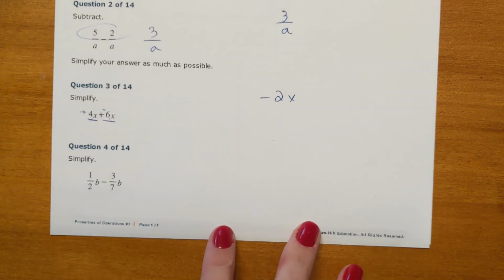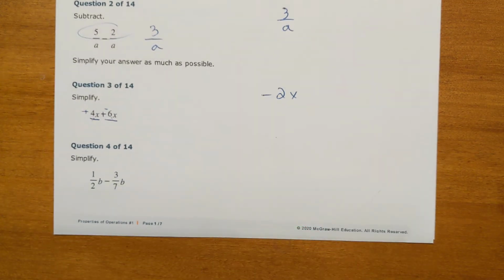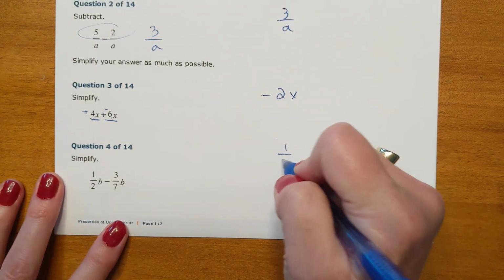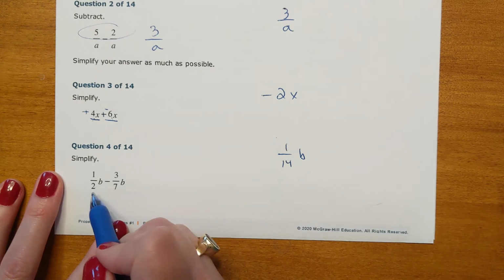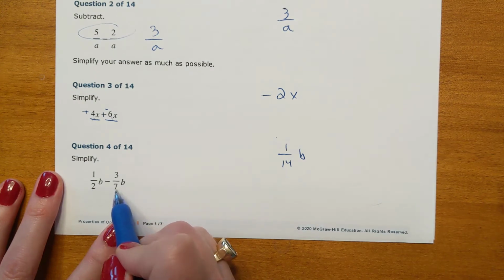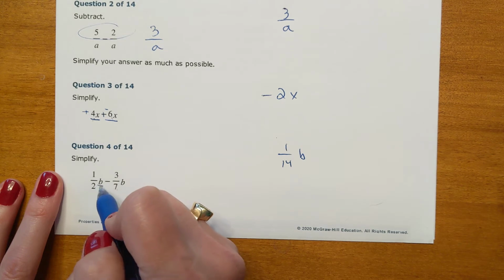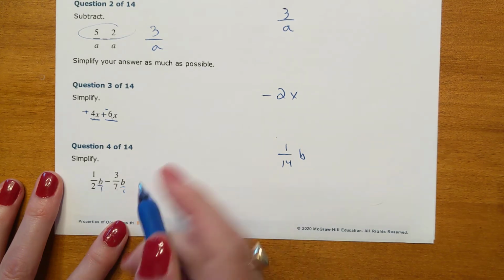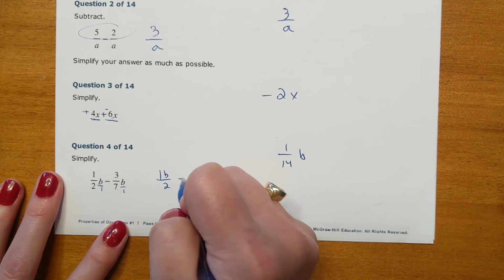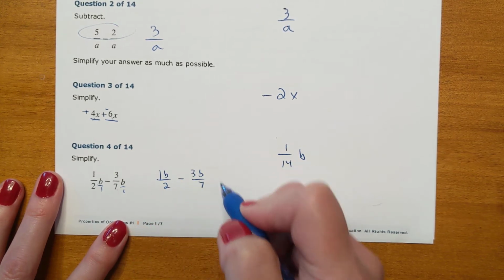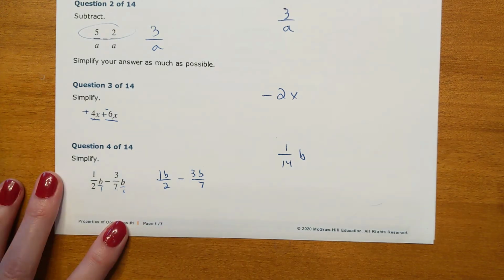Okay, on the next one, 1/2 b minus 3/7 b. Okay, the answer on this one is 1 over 14b. So again, you need a common denominator. This is not a common denominator. That's a 2, that's a 7. You can put the b on the top. There's nothing under the b, so technically it's sitting on the top. So that's really 1b over 2 minus 3b over 7. So the common denominator here is going to be 14.